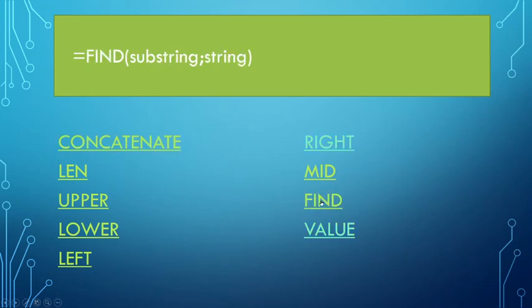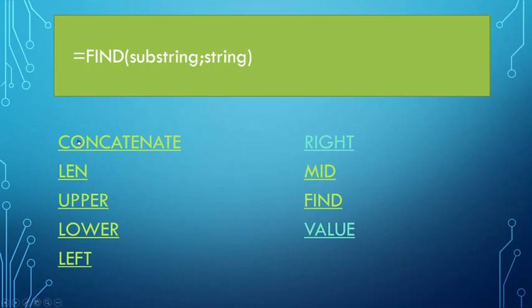Then we have the find function, which finds a substring. So if I want to find the O, and that O needs to go into quotation marks, and then in my word concatenate, the result of that would be 2 because O is in the second position.